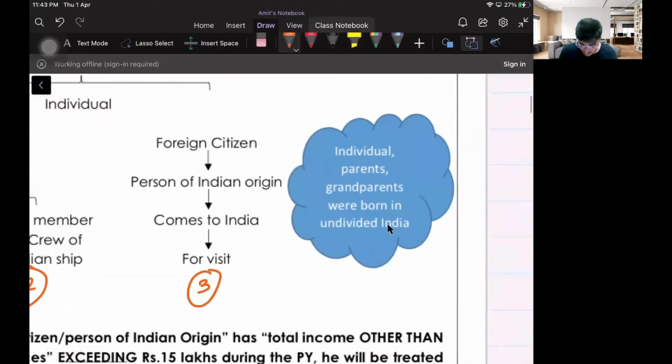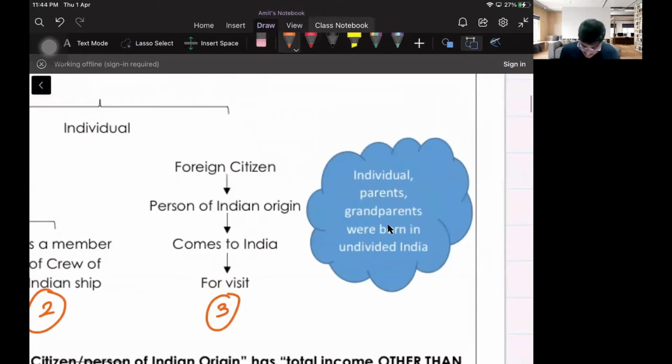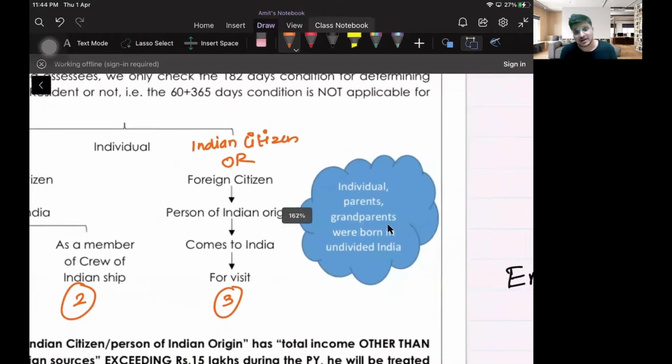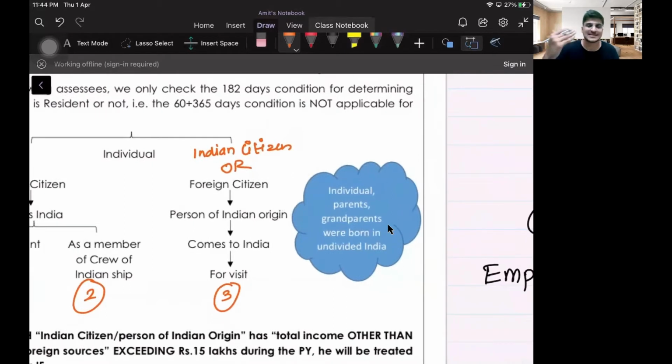There is one more thing here. Here we have said a foreign citizen, but it is also applicable to an Indian citizen. So the third category is if you are an Indian citizen, or a foreign citizen who is a person of Indian origin, coming to India for visit. In that case, you'll fall under the third category of persons, wherein you are not required to fulfill the second basic condition.